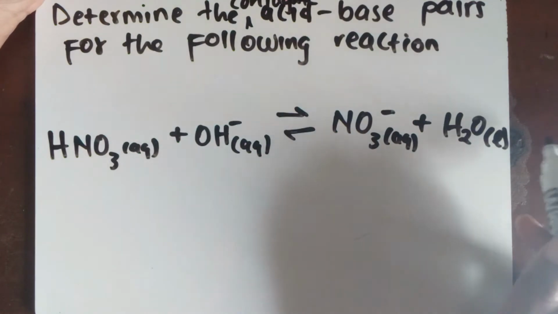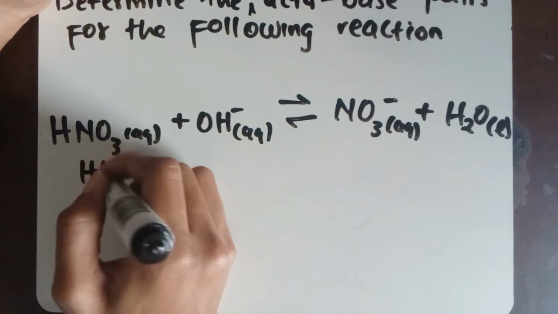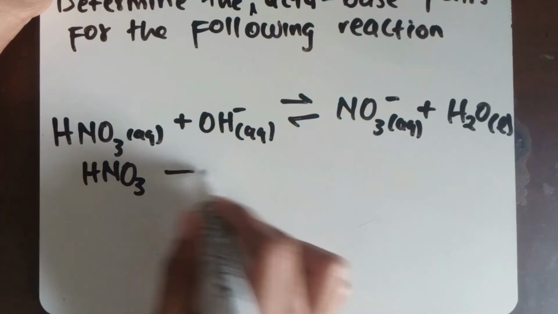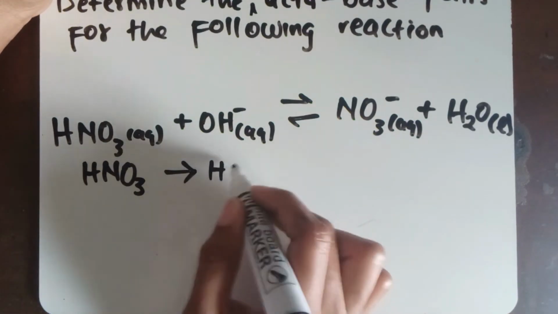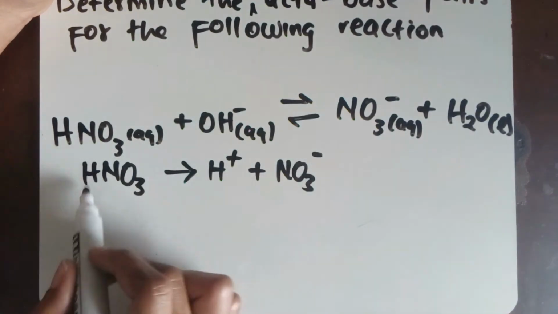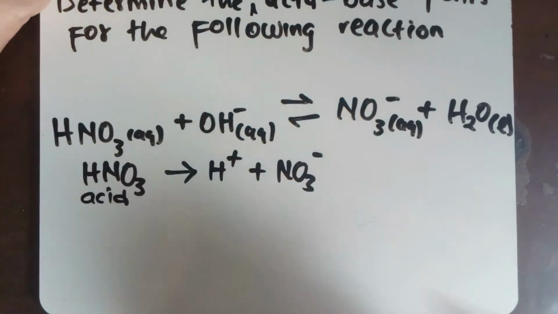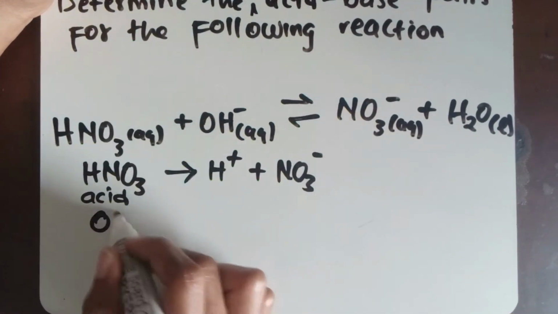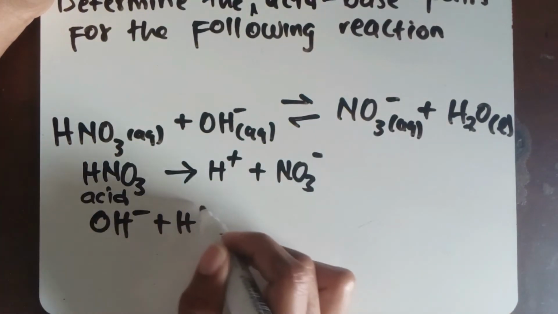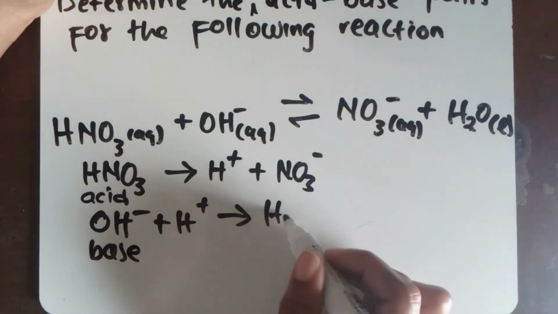So how do we do that? We can say for HNO3 to essentially form NO3 minus, it must have donated a proton. So it will be H plus plus NO3 minus. So meaning this is an acid, right? And for OH minus to have formed H2O, it must have accepted a proton. So meaning this is a base. So this will be H2O.